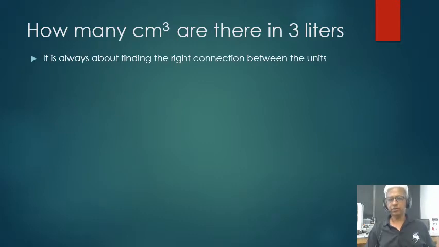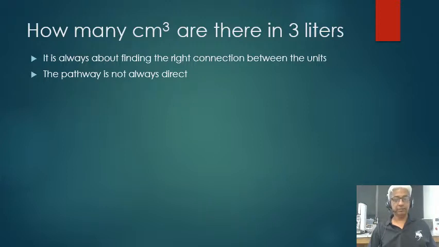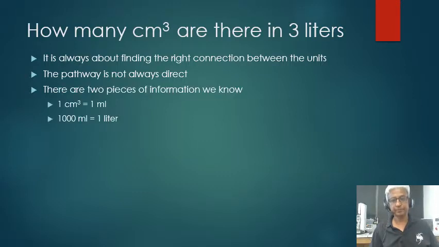It's always about finding the right connection between the units. Here we're talking about centimeter cubed and liters. The pathway is not always direct. We may not know a direct connection between centimeter cubed and liters, but there may be a series of steps by which you can get there.